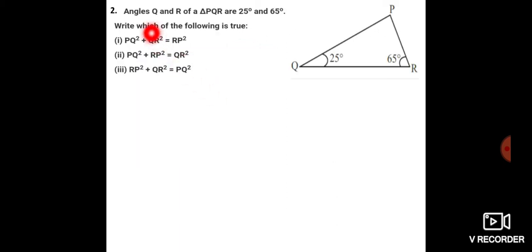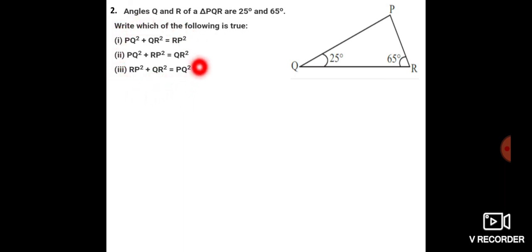Second question. Angles Q and R of a triangle PQR are 25 degree and 65 degree. Write which of the following is true. Here you can see a triangle PQR. Three statements are given here. We check and only one statement is true. First statement is PQ square plus QR square equal to RP square. Second statement is PQ square plus RP square equal to QR square. Third statement is RP square plus QR square equal to PQ square.